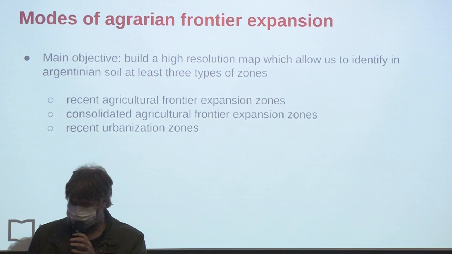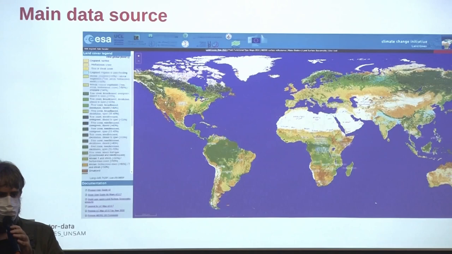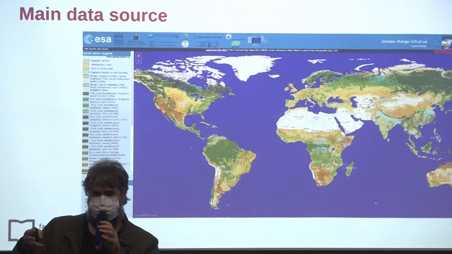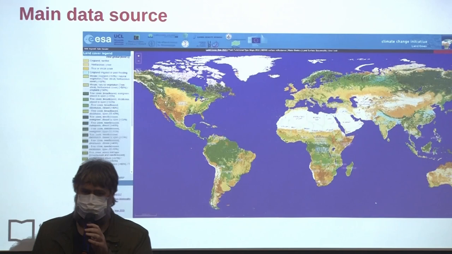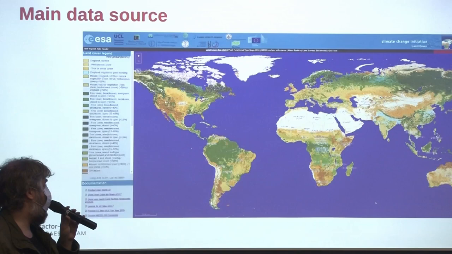So we will use this data set from the ESA, which is the European Space Agency, which produces this pixel data set of land cover classification. I will talk to you in a little bit of detail about that. I'm pretty sure you all know a little bit about pixel data, but it's this idea that you create a square grid along the surface of the earth, and for different time periods, each pixel is classified with one land use class.